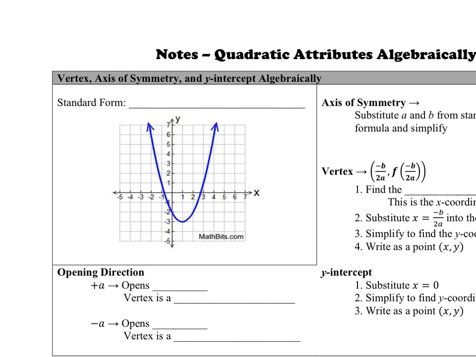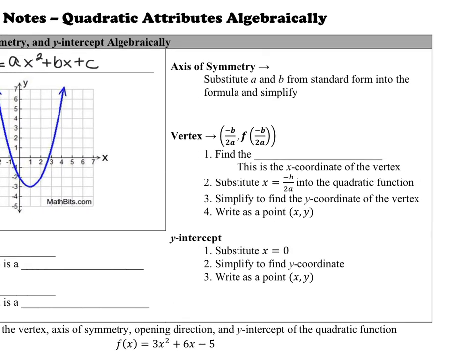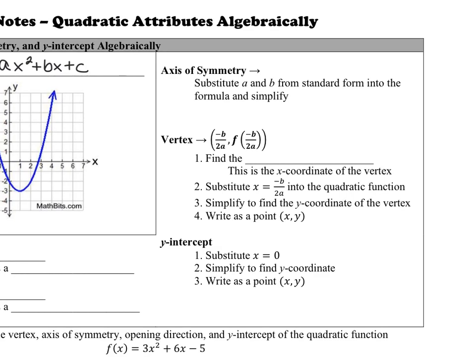So first of all, let's review. The standard form of a quadratic function is y equals ax squared plus bx plus c. A, b, and c are all just numbers, okay? So in this table, we have how to find all of our attributes, all our characteristics.